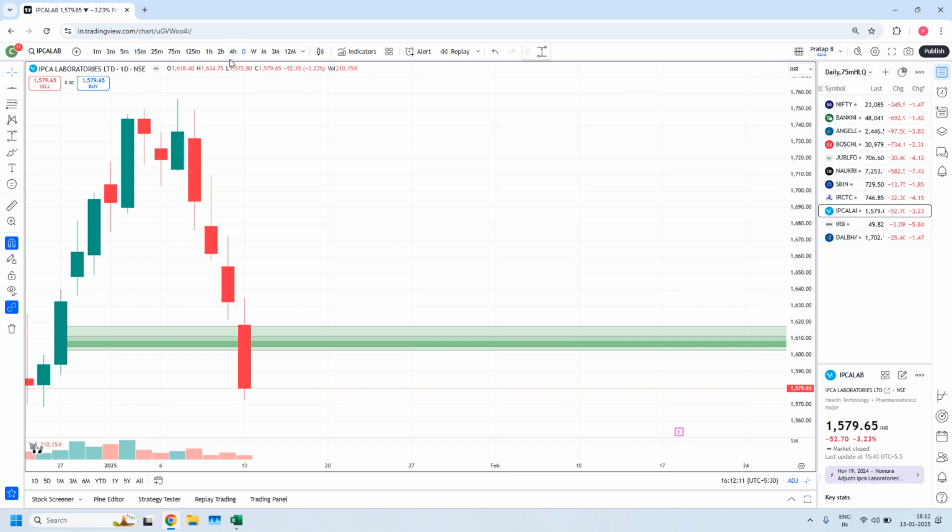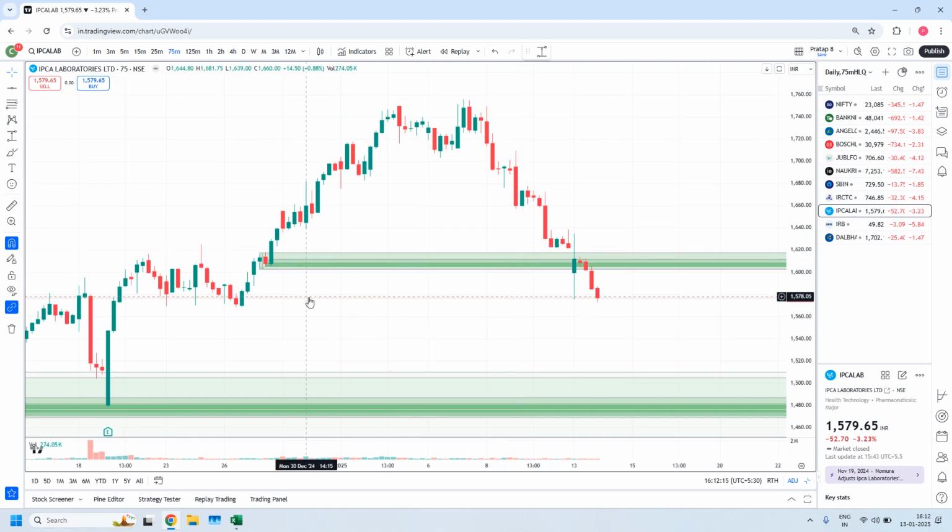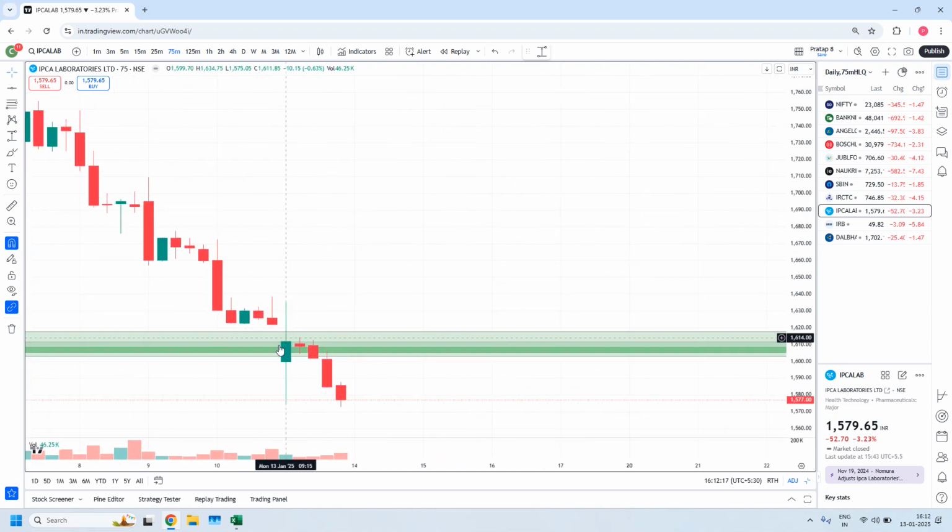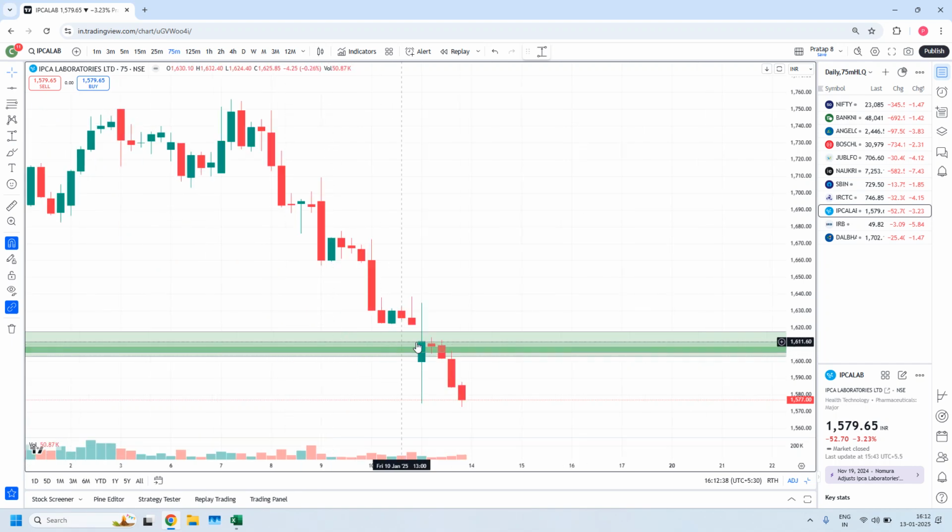Oh, the daily time frame is not clear. This is a 75-minute zone, right? Yeah. Morning 9:15 candle. See, the morning 9:15 open is below the zone. When it opens below the zone, what does it indicate? The market has opened with a gap down. When the market opens with a gap down, there are no institutional order flows here, but we have a fine-tuned zone.